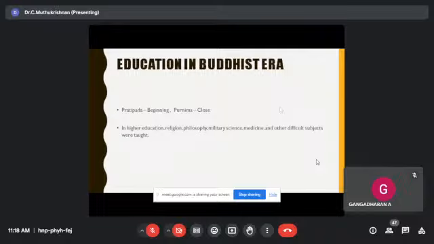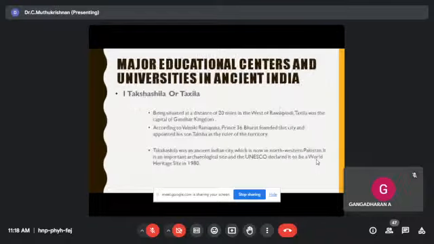In higher education, religion, philosophy, military science, medicine, and other difficult subjects also were taught in that particular education system, which is called Buddhism. And the major educational centers and universities in ancient India, okay. So after the four Vedic education systems, we have to think of ancient India, that means Taxila or Dakshashila.